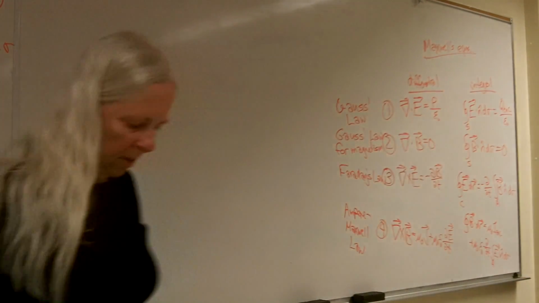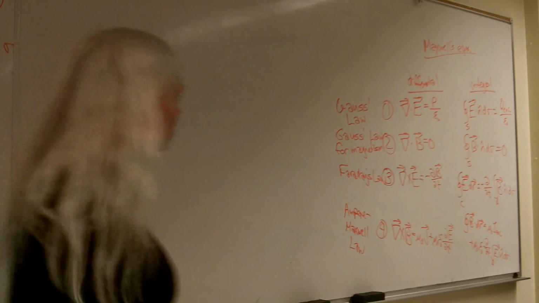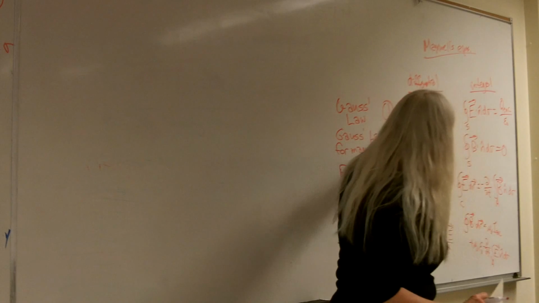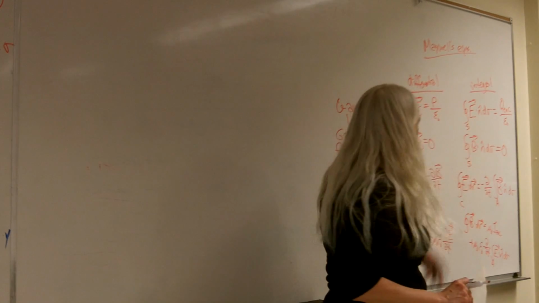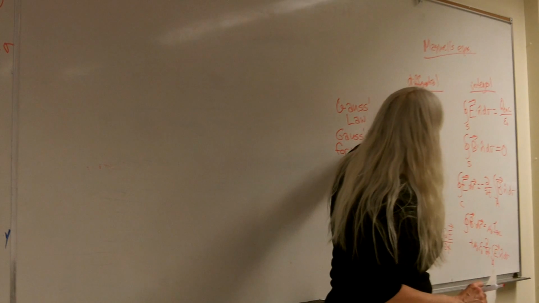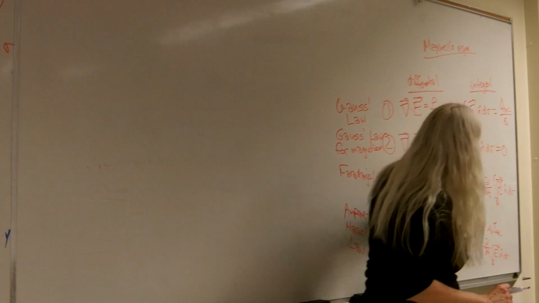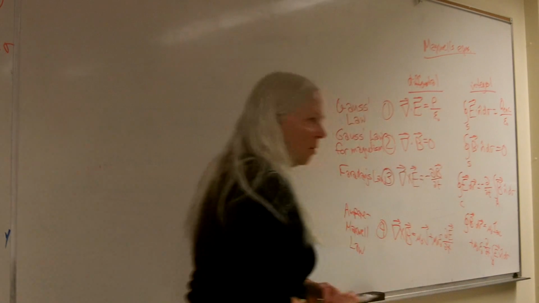So the integral forms are the forms that you have seen before, but you've now seen how they're related to the differential forms, which are usually considered to be the more fundamental ones, but they are equivalent, right? These two turn into these two via the divergence theorem, and these two turn into these two via Stokes' theorem.